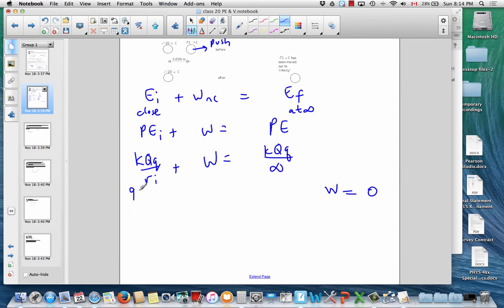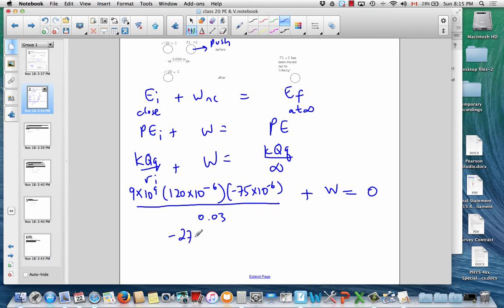Because k is 9 times 10 to the power 9. Now, one of these charges was 120 microcoulombs, and I'll drop the units. Then the other charge is a negative 75 microcoulomb. And then the separation distance was 0.03 meters. And so this number here is negative 2,700 joules. And so we can see that we have done 2,700 joules of work to separate those charges.